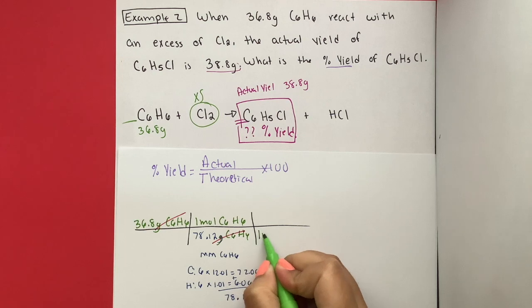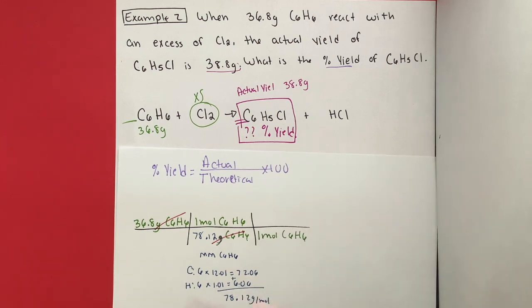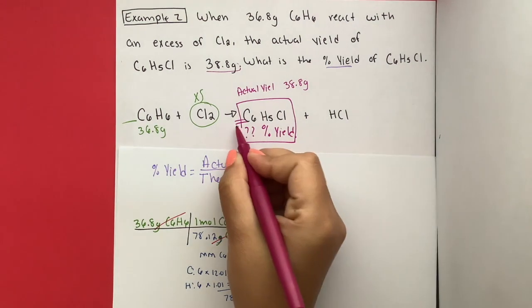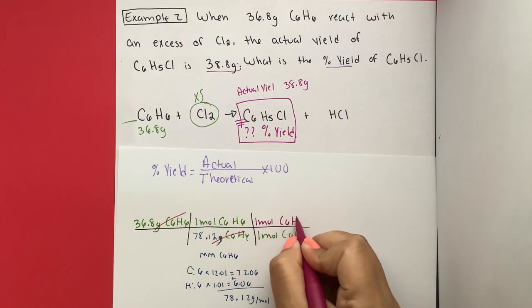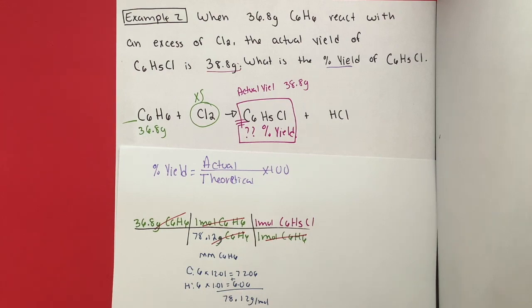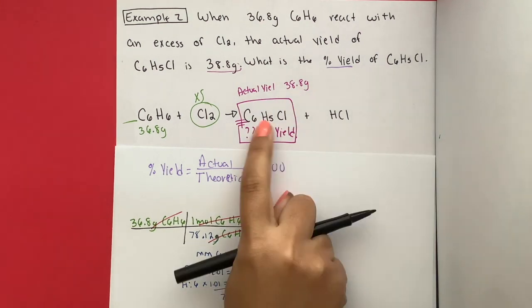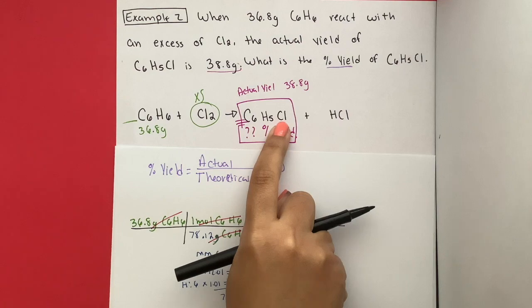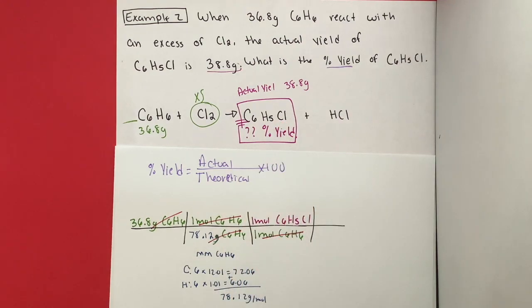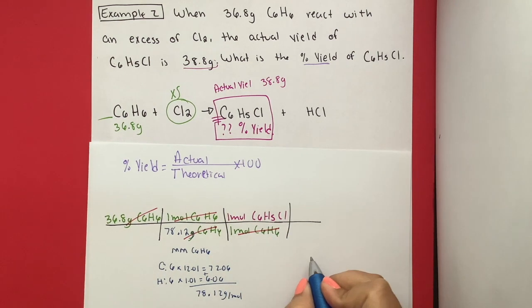So on the bottom, I'm going to put 1 mole of C6H6 for every 1 mole of C6H5Cl. Like this, the moles of C6H6 are gone. But since the actual yield is in grams, remember that I need to go to grams of C6H5Cl. I need to find the theoretical yield in grams. So now my next step is to use the molar mass.